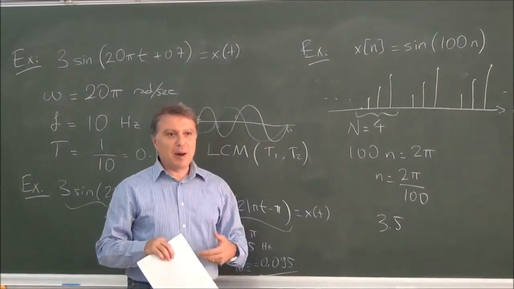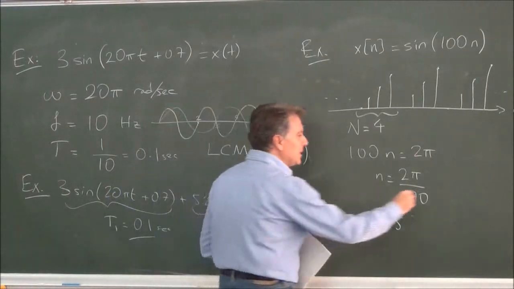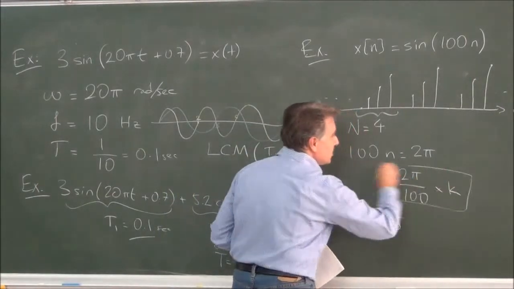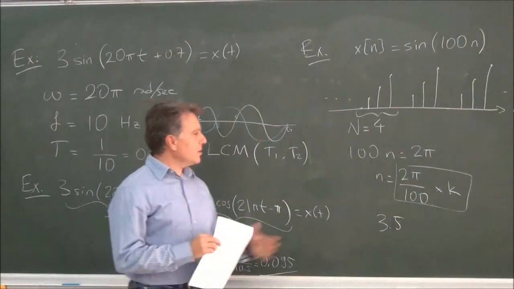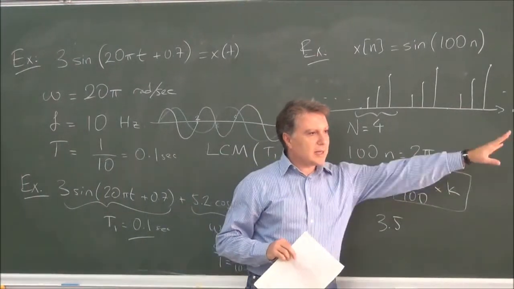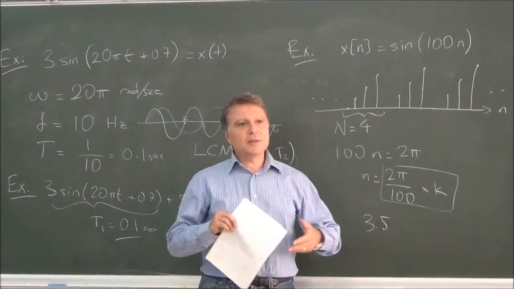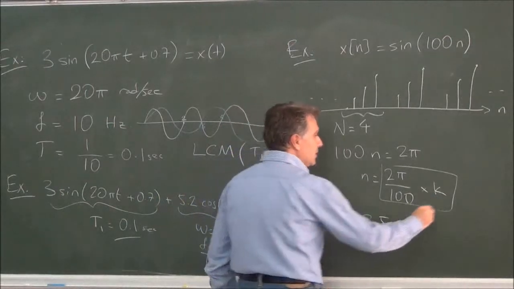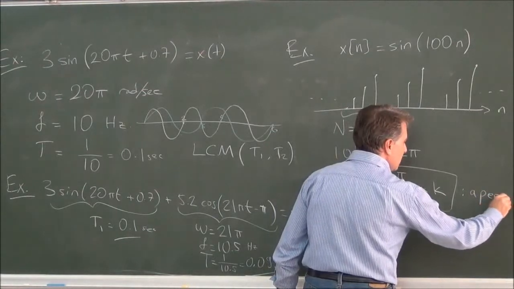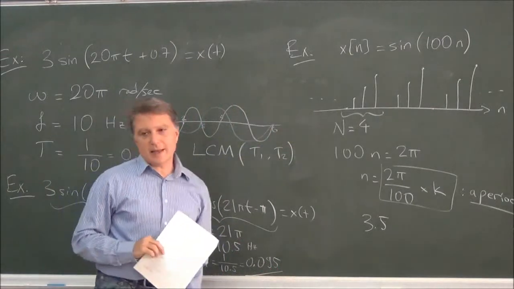But it cannot be pi times. It must be an integer. When I multiply it with any integer k, will it ever become an integer? No, because pi is not rational. It's irrational, and the decimals extend to infinity. So no matter how large a number you multiply with, it will never become an integer. Which means it's aperiodic. It's not periodic. Sine 100n.